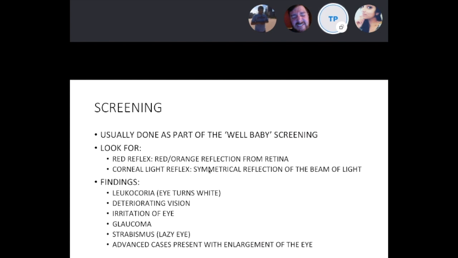So that wraps up retinoblastoma. Any questions about retinoblastoma or anything anybody wants to add?